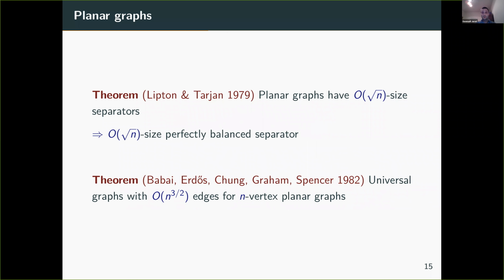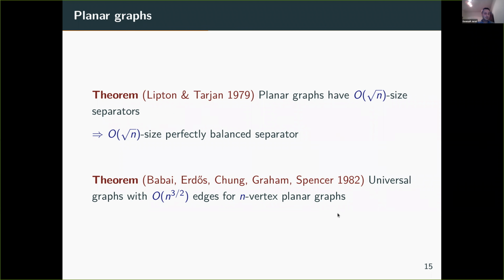So let me talk a little bit about planar graphs, since that's the topic of this talk. So I already mentioned that planar graphs have square root n separators. That's a famous theorem of Lipton and Tarjan. And so this implies that you have square root n perfectly balanced separators, and you get universal graphs with n to the 3/2 edges for n-vertex planar graphs. So square root n times n. And that's essentially what Babai, Erdos, Chung, Graham, and Spencer did in 1982, and that was the best known bound for planar graphs.